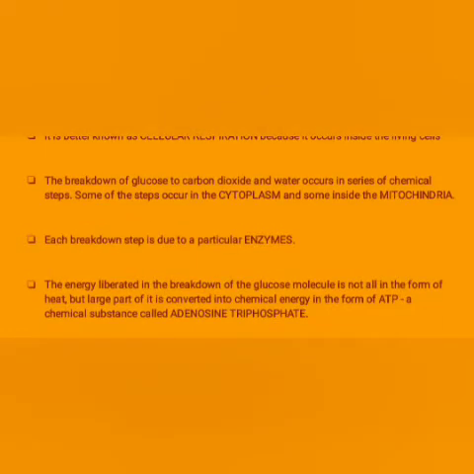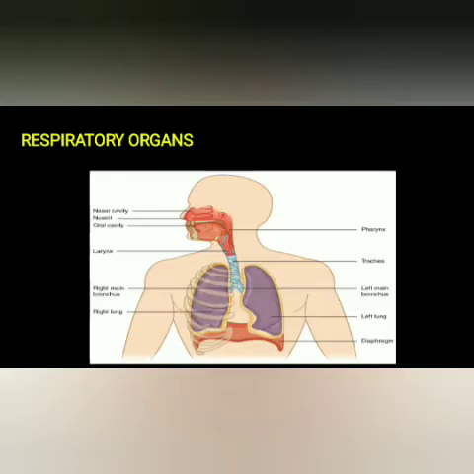Next, the energy liberated in the breakdown of glucose molecule is not all in the form of heat, but a large part of it is converted into chemical energy in the form of ATP, that is adenosine triphosphate, called the energy currency of the cell. Next is respiratory organs. So the respiratory system in humans consists of air passages, that is nose, pharynx, larynx, trachea, bronchi and the lungs.